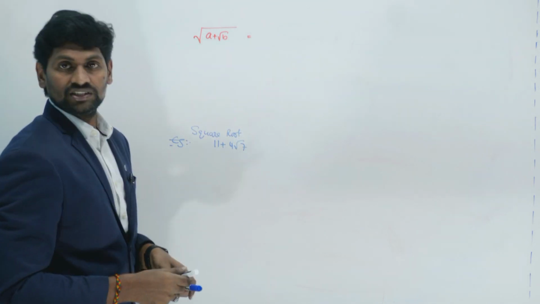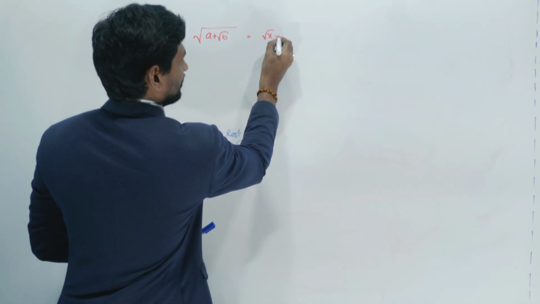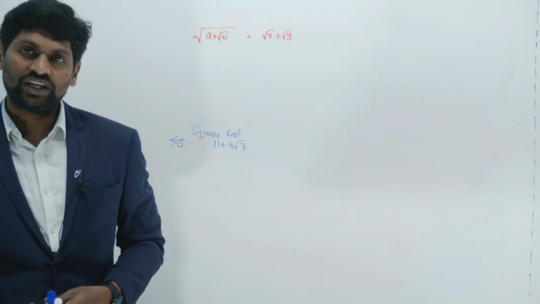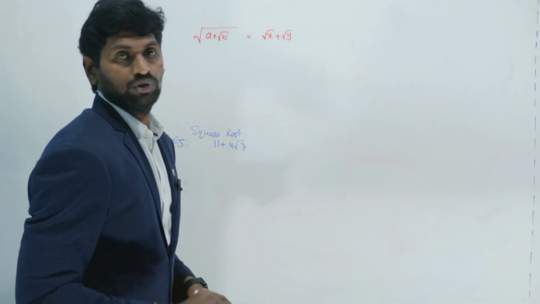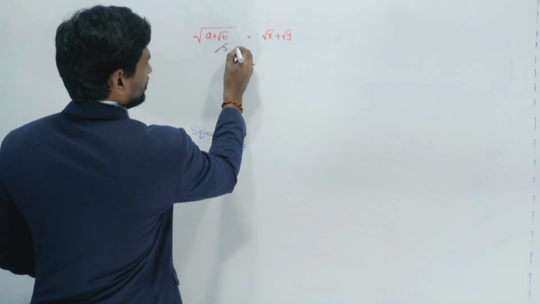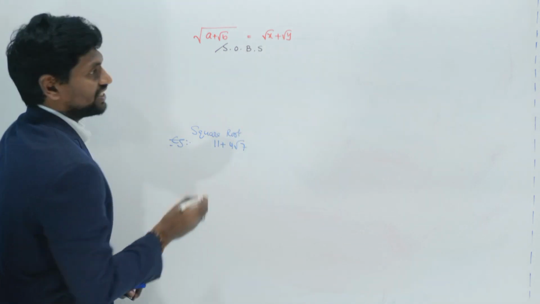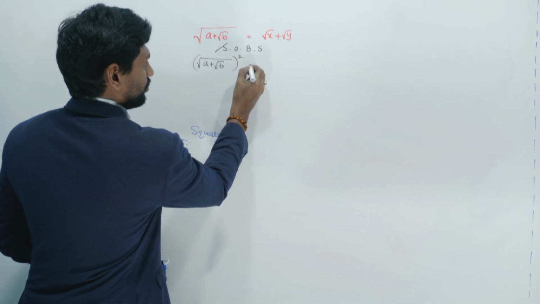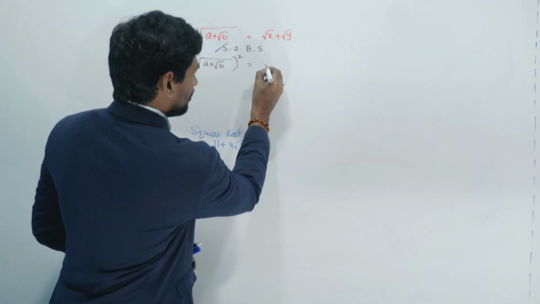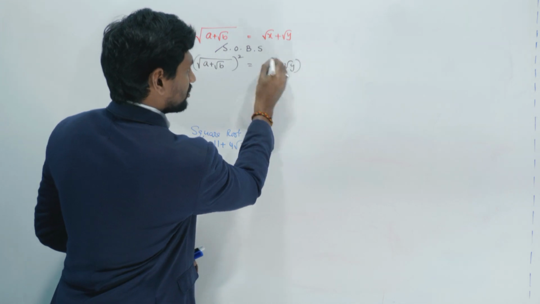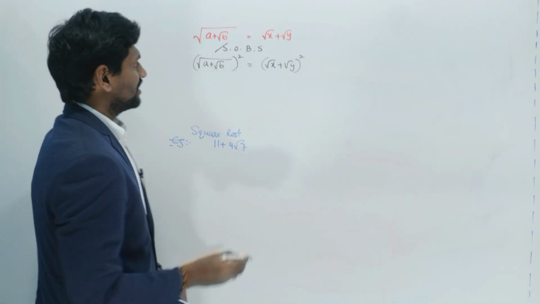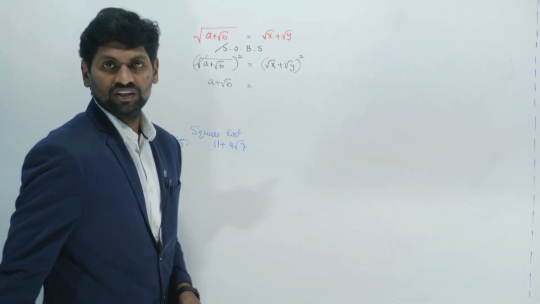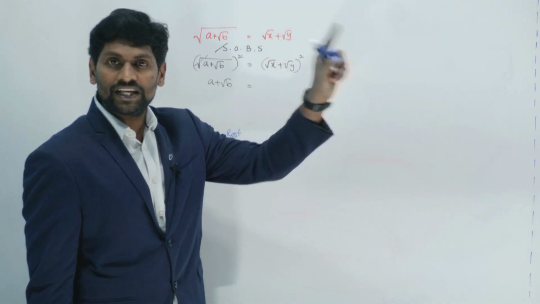Let a plus root b be in the form of root x plus root y. Now I am going to take squaring on both sides. What am I going to write? Squaring on both sides, then it will be root of a plus root b whole square equals root x plus root y whole square. Here the square root cancels, a plus root b is remaining. But here it is in the form of the a plus b whole square formula.